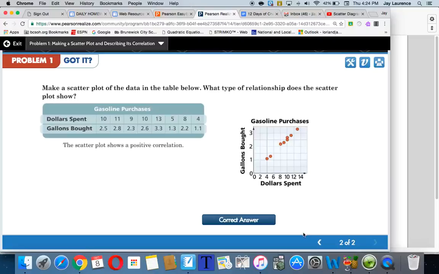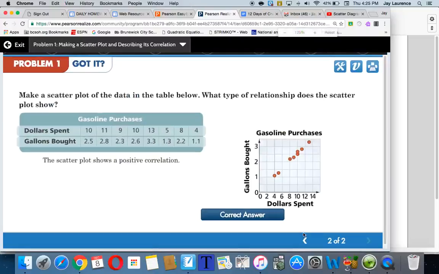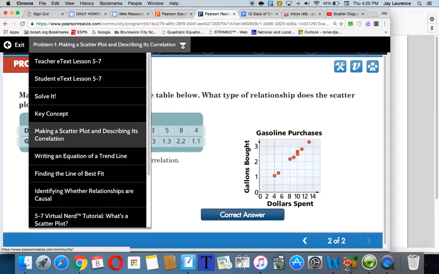There's their little scatter plot, and if you look, let's see here, it looks like it's trending upward. It's almost perfectly linear, and so I would say as more dollars are spent, more gallons are purchased, okay? Or as more gallons are purchased, more dollars are spent, all right? So it's got a positive correlation, okay? And again, that doesn't guarantee causation, although in this case, it kind of looks like it could.